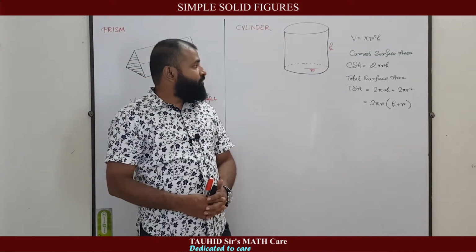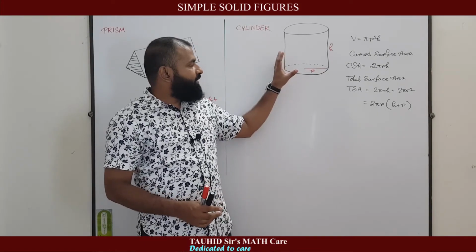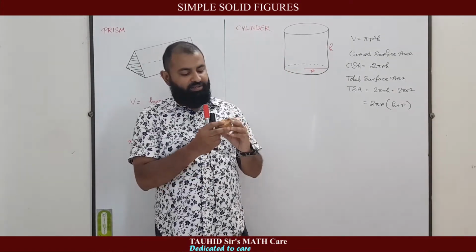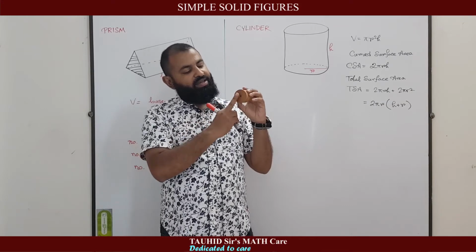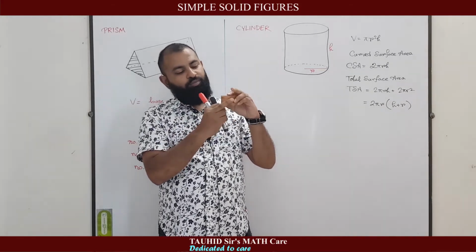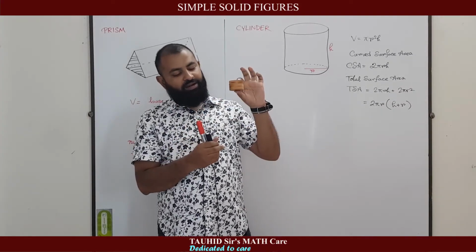Now we will talk about cylinder. Cylinder is a shape like that. This is a shape of cylinder. It has a circular top and circular bottom and a certain height.